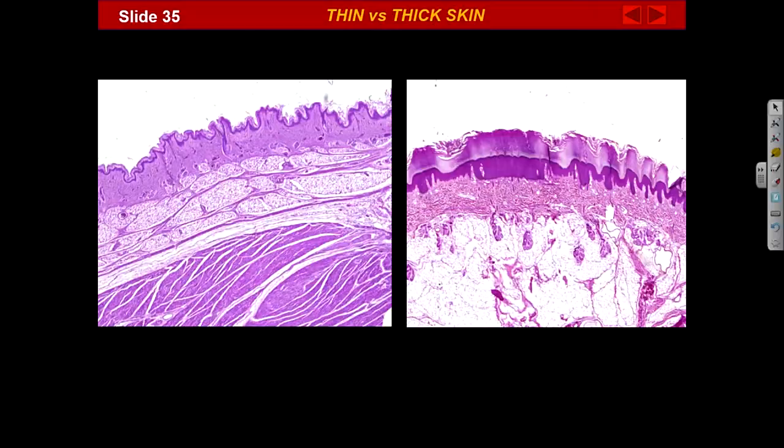Okay, comparison of thick skin and thin skin. Have a look at these two slides, side by side. One of them is thick skin, one of them is thin skin. Correct. Any questions as to why that is?